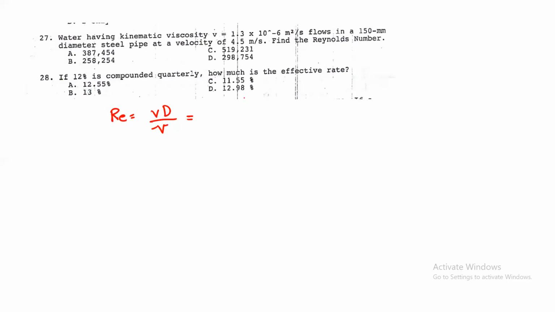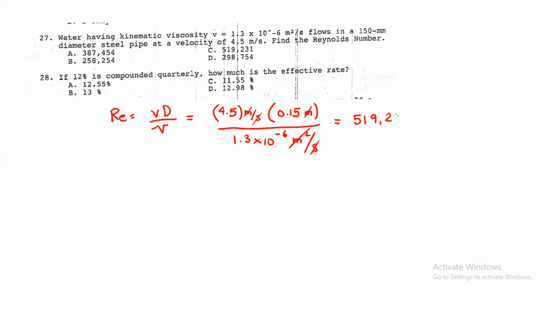So, our velocity is 4.5. Remember, velocity is on top. So, 4.5 meters per second times diameter, 150 mm, so 0.15 meter, divided by kinematic viscosity, 1.3 times 10 raised to negative 6 meters squared per second. The meter squared and the second will cancel, so it becomes unitless. So, the answer here is 519,231. The answer is letter C.